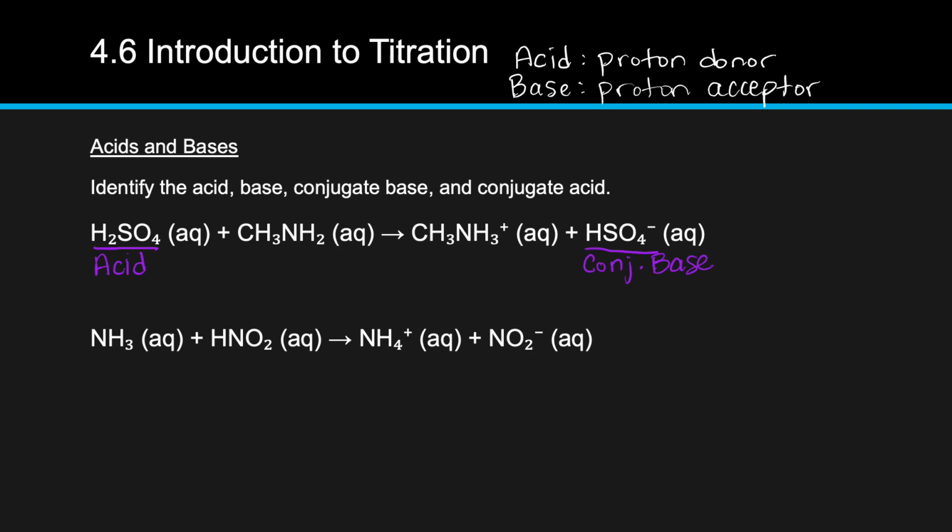Now, by default, that would make our other pair the base and the conjugate acid, but let's look at it. We can see, again, they're only differing by one proton, but this accepted a proton, which means this is our base, and this is our conjugate acid.